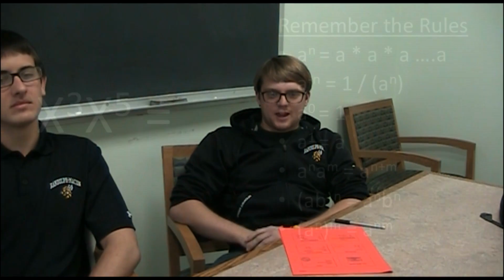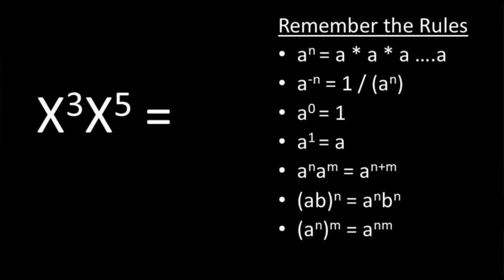The first one would be x to the third times x to the fifth. And what you do, if you look at the rules to the right, it would be 3 plus 5, so the answer would be x to the 8th.